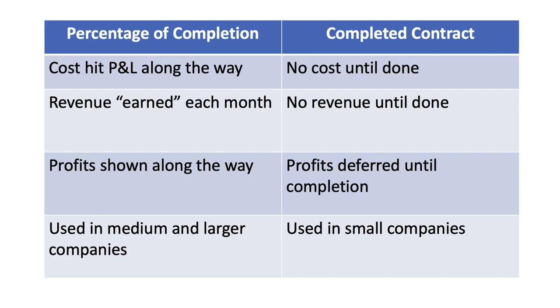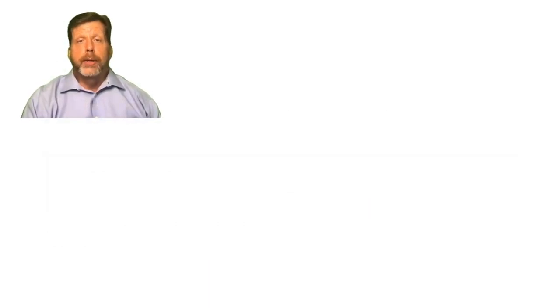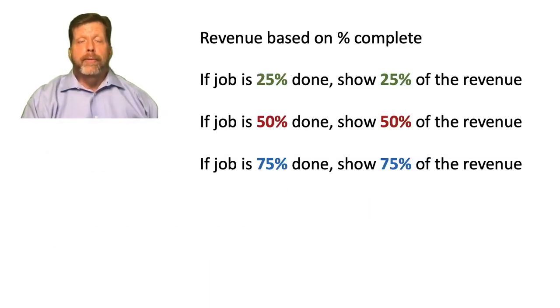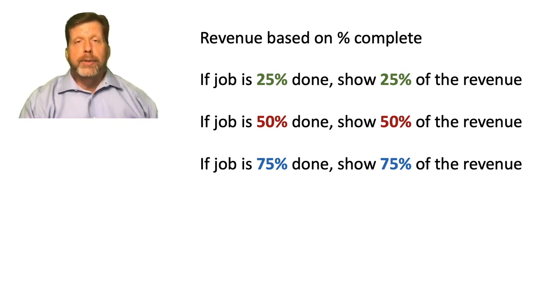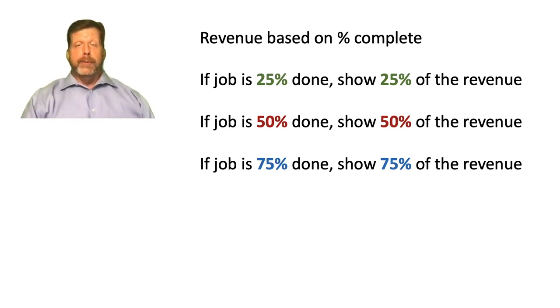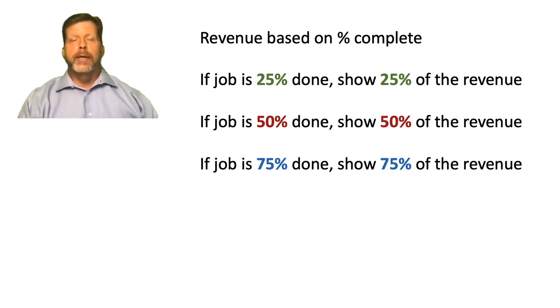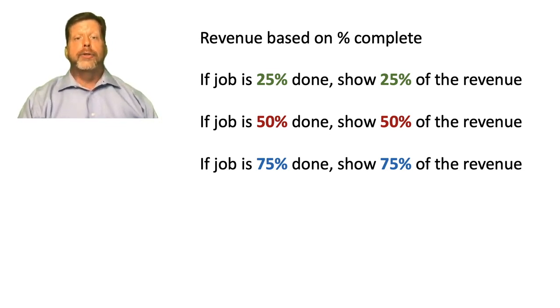So let's focus on the percentage of completion method. It is called the percentage of completion method because you recognize the revenue based on how complete the job is. Let's say the job is 25% done, then you'll recognize 25% of the revenue. If the job is 75% done, you would recognize 75% of the revenue. The measure that is often used to tell how done the job is the actual costs job to date compared to the projected final cost for that job.